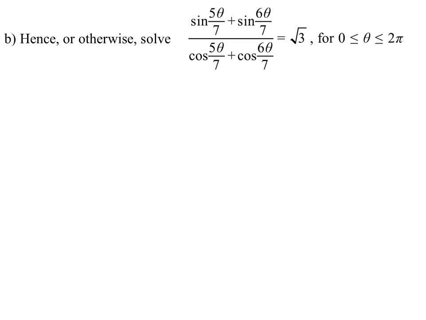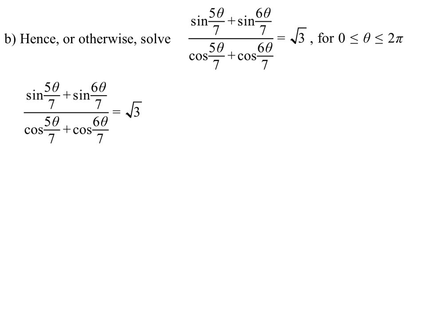The second part was even better. Hence or otherwise, solve this equation. Oh my goodness. Well, remember, hence or otherwise means you can do it any way you like. But hey, let's use part A. It's probably going to be the easiest way of doing it. That's probably why they got us to do it in the first place. So there's the equation. Remember, we showed that this expression we can transform to be the tan of b. So I want to work out what b is.